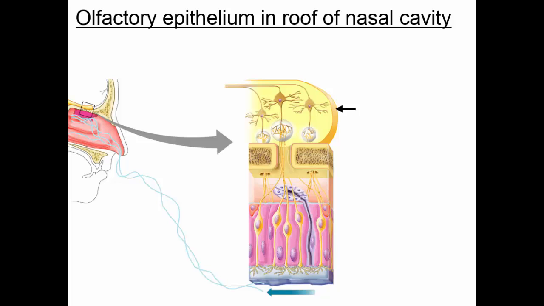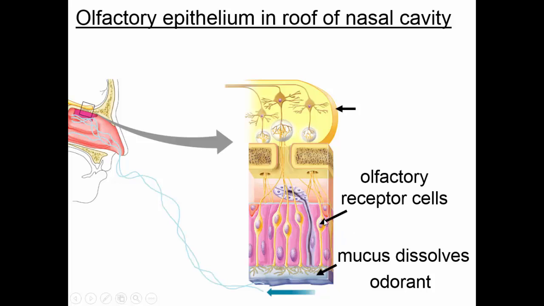The olfactory epithelium is in the roof of the nasal cavity. The mucus is what dissolves the chemical, and the olfactory receptor cells then pick up the signal. There are several cells between the olfactory receptor cells that are supporting cells that do literally that, support them.